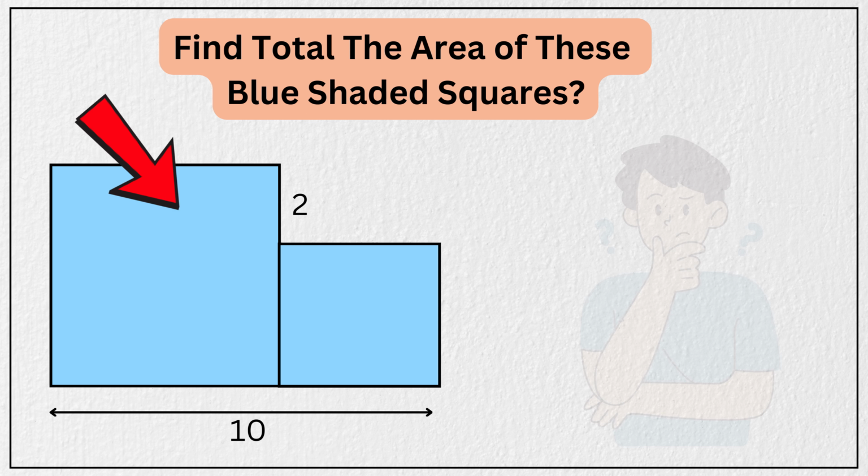Can you find the area of these blue shaded squares? We are given two squares placed side by side, with their combined base measuring 10 units like this, and this top length measuring 2 units. And our goal is to find the total area of these blue shaded squares.